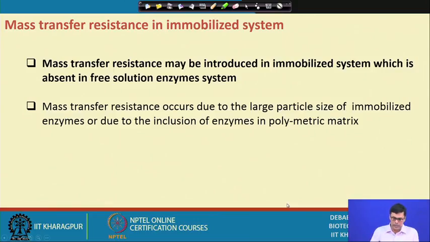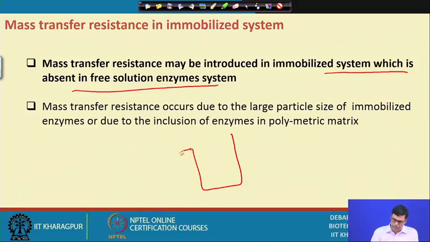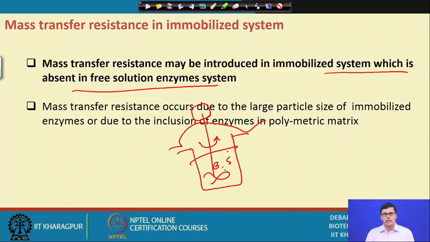Now, mass transfer resistance may be introduced by the immobilized system, which is absent in the free enzyme solution. Suppose this is the reactor, and in this reactor you have the enzyme and substrate. When they are soluble, they can freely interact with each other, and there is no diffusion problem. But as soon as this is insoluble, then the substrate has to diffuse from the liquid to the surface of the solid matrix, and then only the reaction, as I mentioned before.